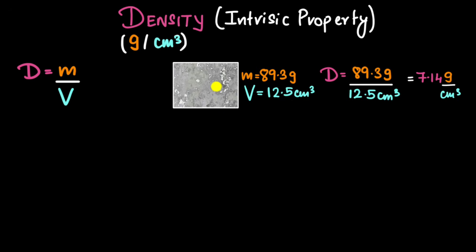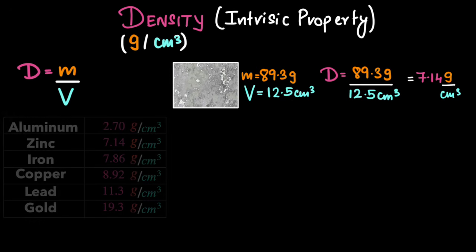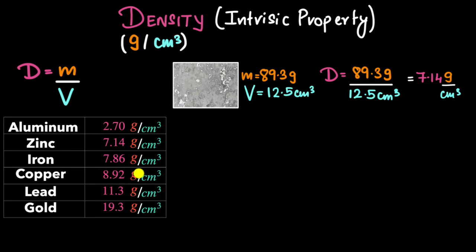Now, to identify what this material is, we can take a look at some common metals or common materials that we have. And by comparing, you can see, hey, zinc happens to have exactly 7.14 grams per cm cube. This means there's a good chance that this is indeed zinc. Now, of course, it's not 100% guaranteed, so we can do further tests.